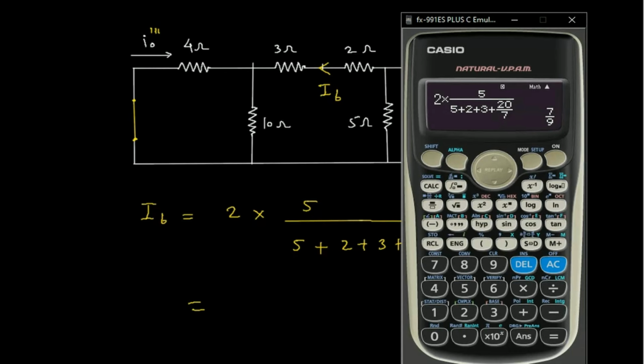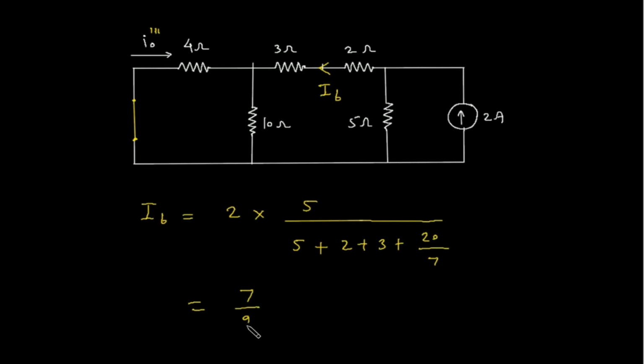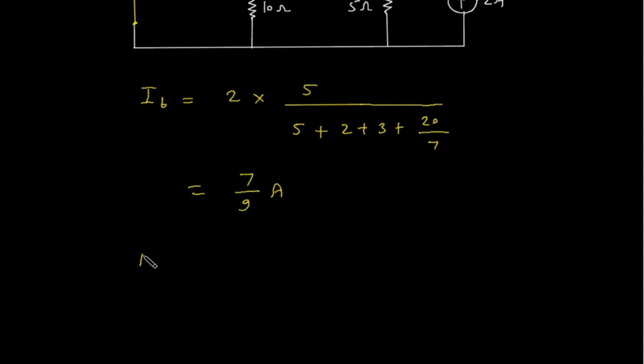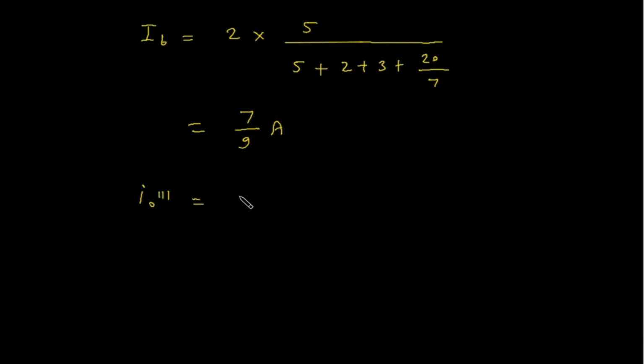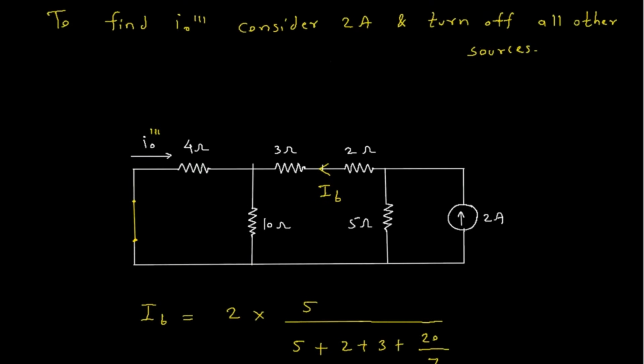So it is 7 by 9. 7 by 9 ampere is the value of IB. Now we have to find IO triple prime. So IO triple prime will be equal to this current, which is IB. IB and IO triple prime are in opposite direction. So this will be minus 7 by 9 into opposite branch resistance, which is 10 ohm.